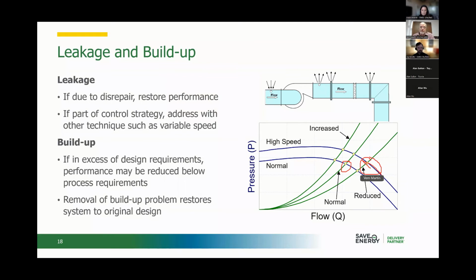So as I said, the buildup is just the flip side of this. What happens if you've got buildup? Well, now you've got your system resistance starting to increase. So now you're up at this point right here, okay, which obviously is a reduction in the flow that you're seeing in your system. So how do you accommodate that?